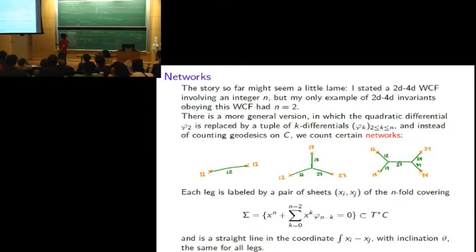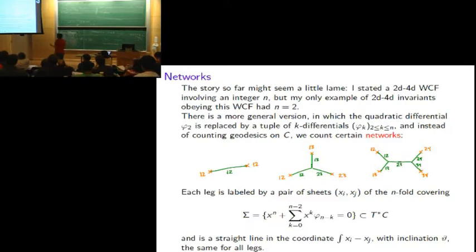We can have geodesics like before in a metric that's determined somehow by x1 and x2. Or we can have some more complicated things, some networks of trajectories where each of these things obeys a different differential equation. Well, one way of saying what equation it obeys is it's a straight line in the coordinate which is the integral of xi minus xj. Xi and xj are two locally defined solutions of this equation. So you look at straight lines. Here's a 1-2 straight line. Here's a 1-3 line. Here's a 2-3 line. With fixed inclination theta, and that theta has to be the same for all legs. Under that condition, you get, again, a finite set of these kinds of objects.